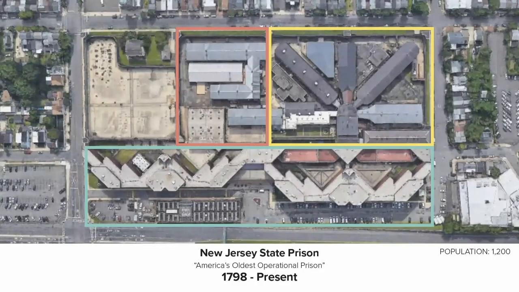Seen here is New Jersey State Prison, which is actually America's oldest operational prison. Opened in 1798 and operating today, you can see how over time different additions have been added. You can see the Auburn rectangular plan, the Pennsylvania system of the radial plan, and a modern addition to the bottom of the complex. This is all designed to house 1,200 individuals.